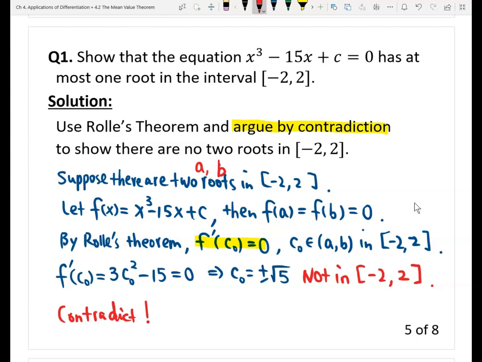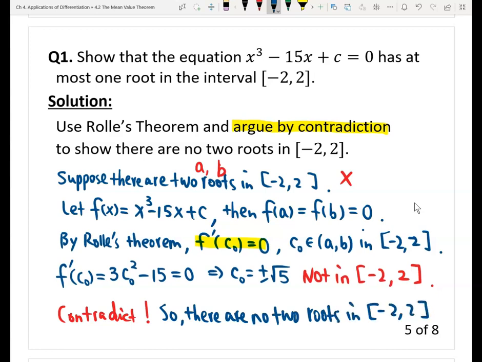It's great. So now we get a contradiction. Therefore, what can we do? We can go back to check our hypothesis. The hypothesis is wrong. That means there are no two roots in -2 to 2. Is this the proof? Yes. Because there are no two roots, which means we have at most one root. Now it is already the proof.